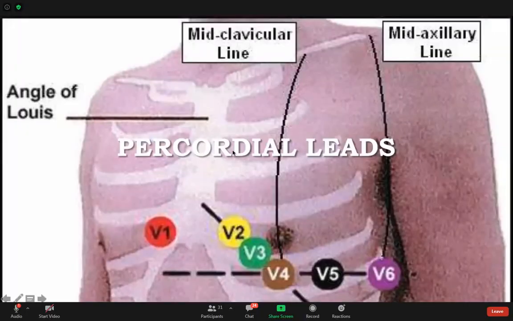Okay, so what happens is when we do 15 leads, we take V4 and V5 and we put them, instead of on the left chest, the same place here, on the right side. So we put V4 at the fifth intercostal space, mid-clavicular line, V5 at the... V4 and V3, and V3 here between V1 and V4, okay? And we call them right-sided leads, V7 and V8.